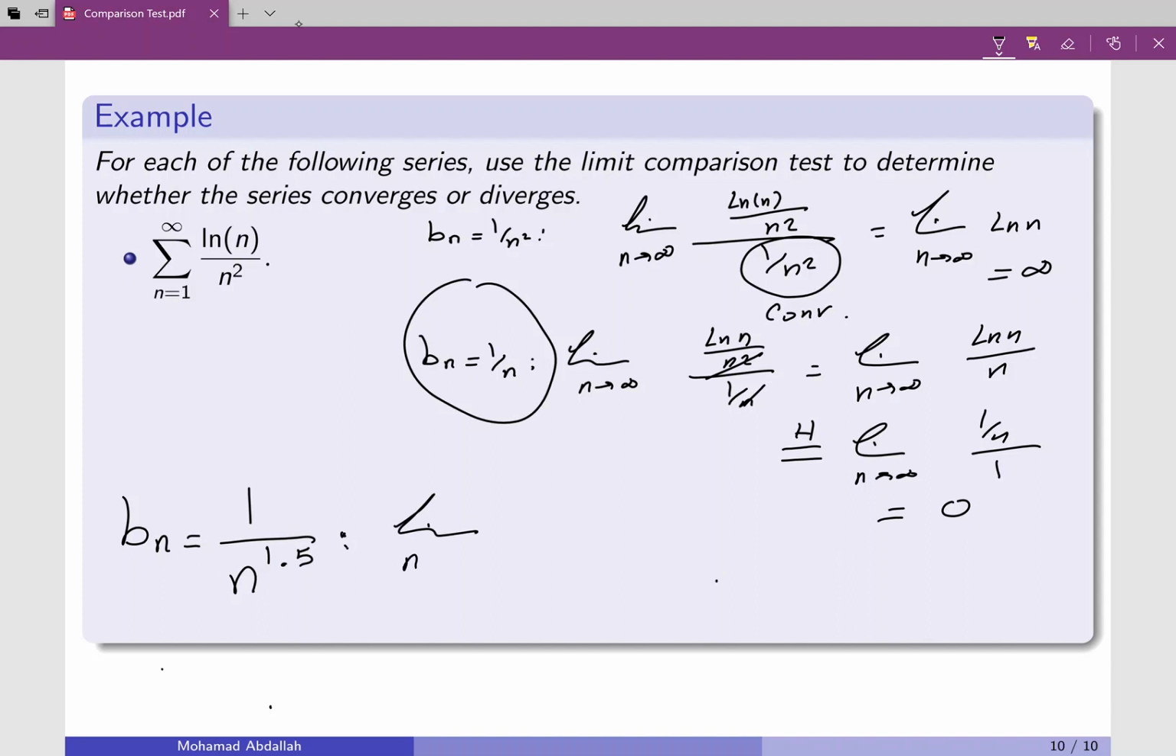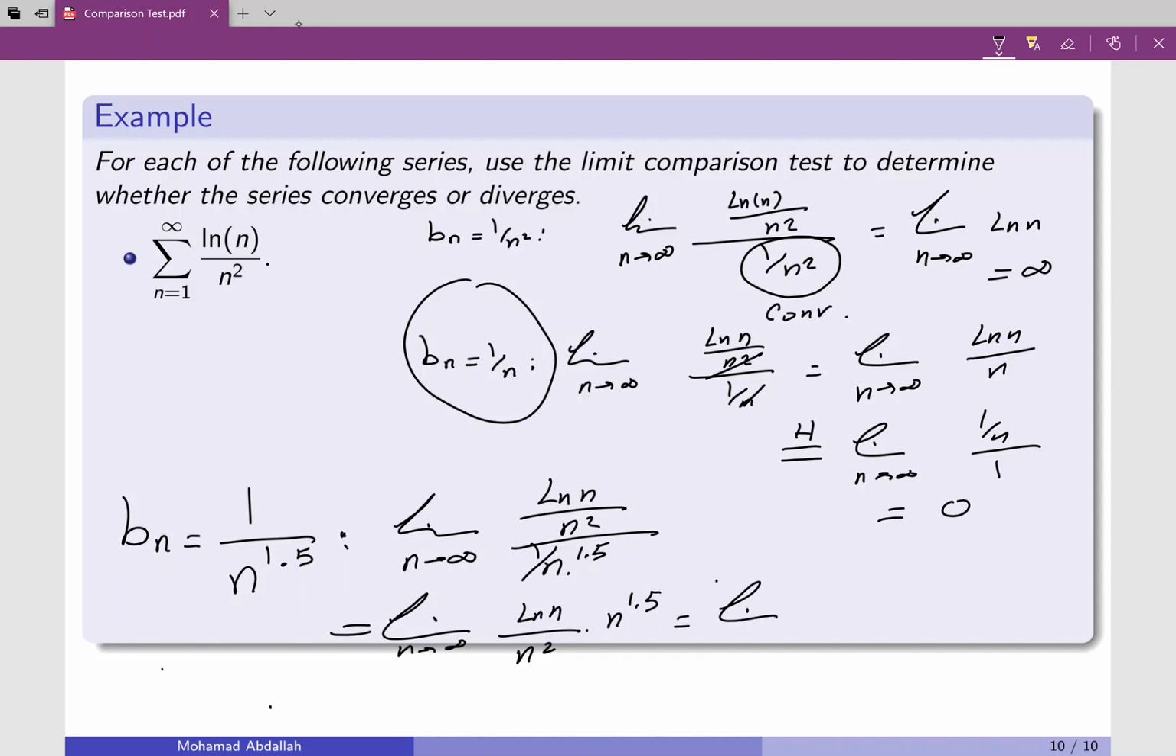So now I take the limit when n goes to infinity of ln n over n squared, over 1 over n to the power 1.5. So that's the limit when n goes to infinity of ln n over n squared multiplied by n to the power 1.5. So that's the limit when n goes to infinity of ln n over n to the power 0.5.